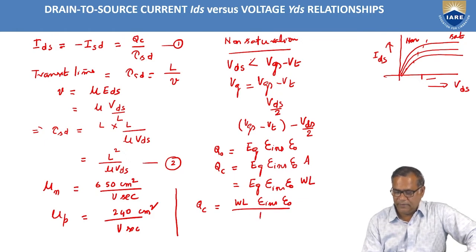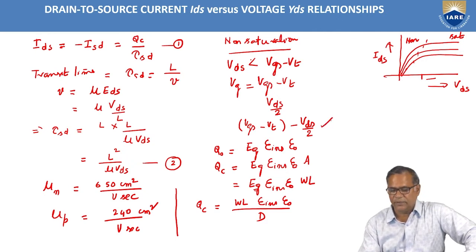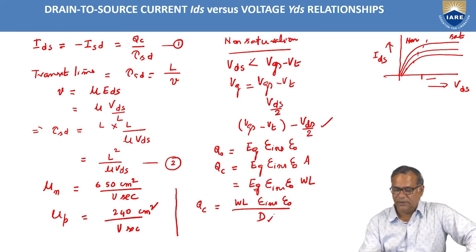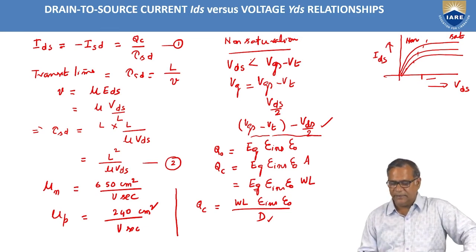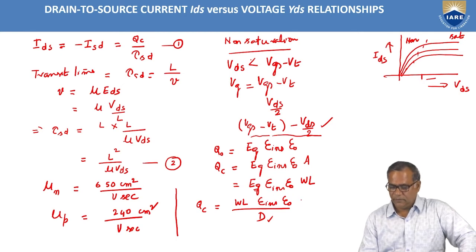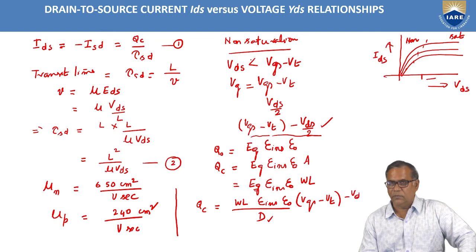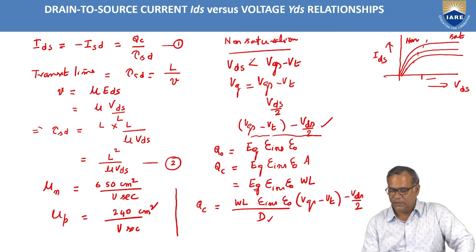divided by D, because for electric field you have to take the effective gate voltage, and then divide it by the distance. So I am going to take this voltage and divide it by the distance D. So this is equal to VGS minus VT into VDS by 2. So this is the charge. So this is the equation 3.